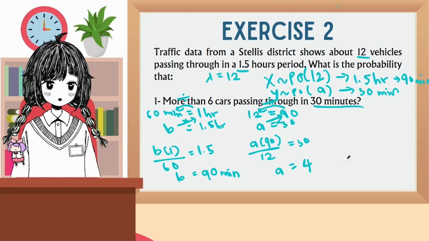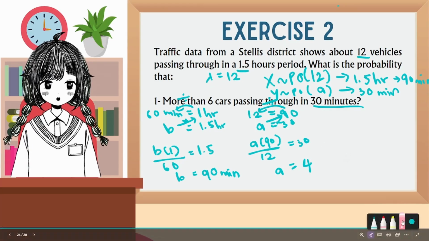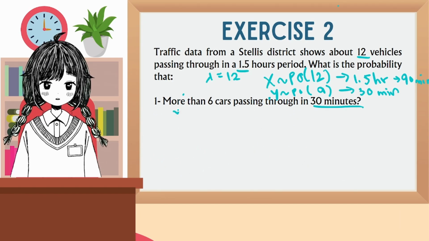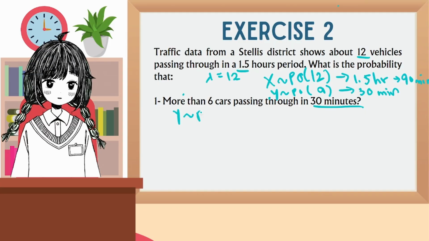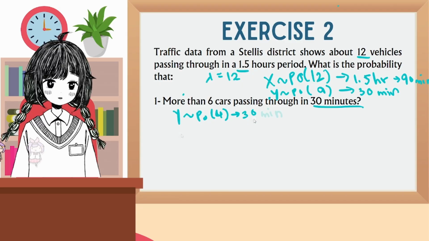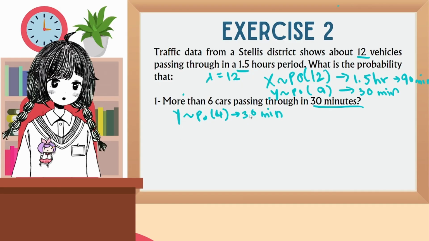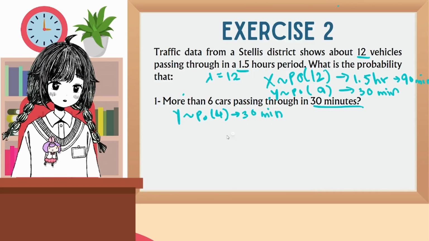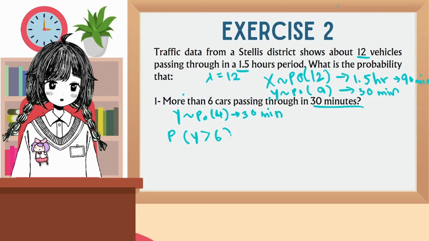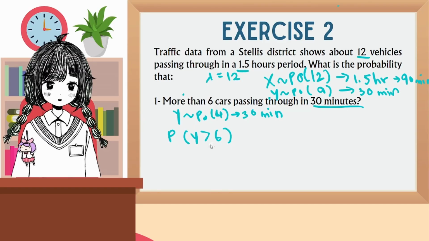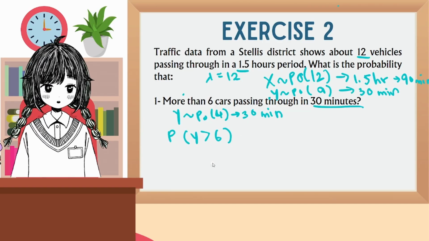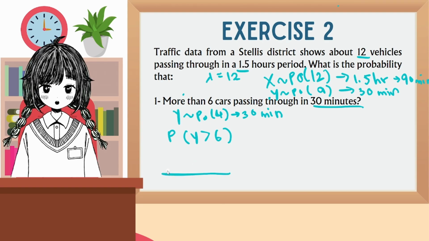So finally, we can solve the question with the new Poisson, Y Poisson 4 for 30 minutes. It wants more than 6 cars passing, so P(Y > 6). More than 6 means not including 6, so it wants 7 and above. So in a graph, it should look like this.